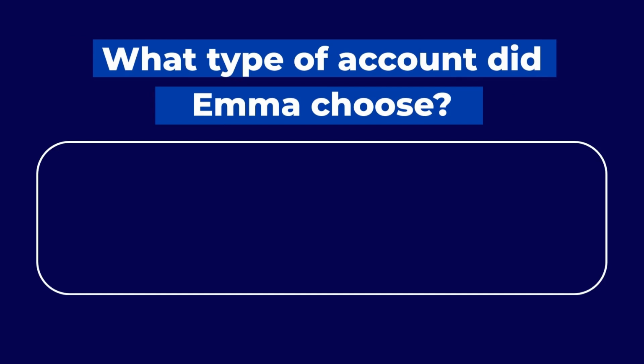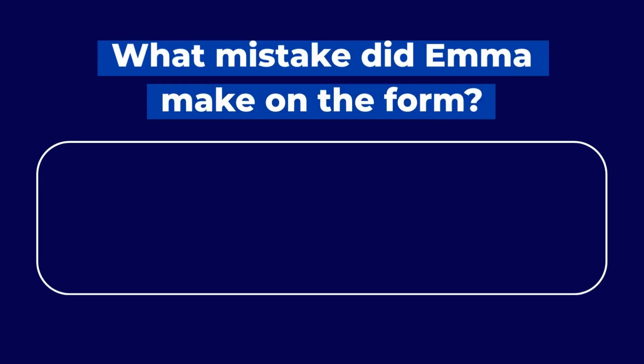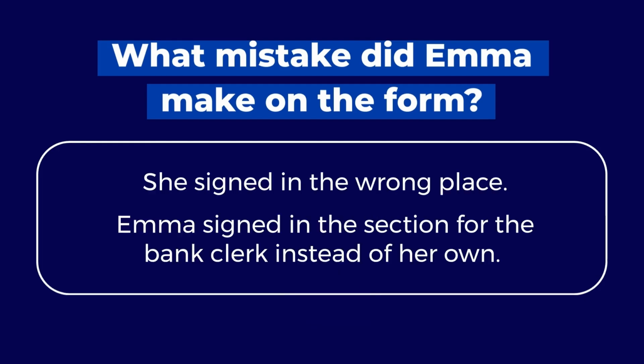What type of account did Emma choose? A current account. She chose a current account with a debit card. What mistake did Emma make on the form? She signed in the wrong place. Emma signed in the section for the bank clerk instead of her own.